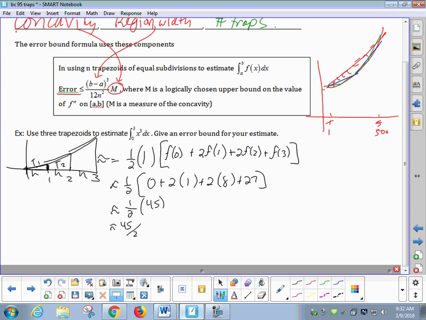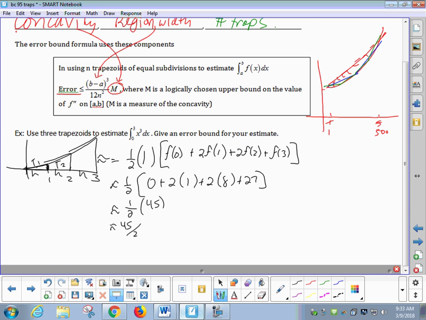Okay. Now then, the new part for the day is the error bound. It says give an error bound for your estimate. Notice it doesn't say find the error in your estimate. Why is that not the question? If I can find the error in my estimate, then I would actually know the real value. Now, I know we actually could know the real value here. But usually, it's not the case that you know the real value. If you knew the real value, you wouldn't be using trapezoids to estimate at all. You'd just be using the real value, right?